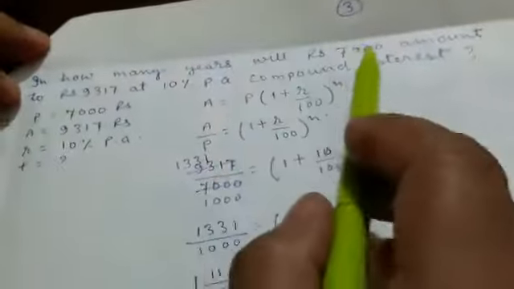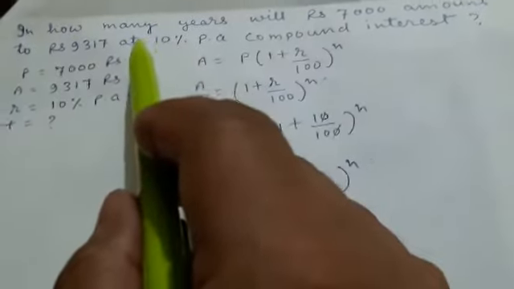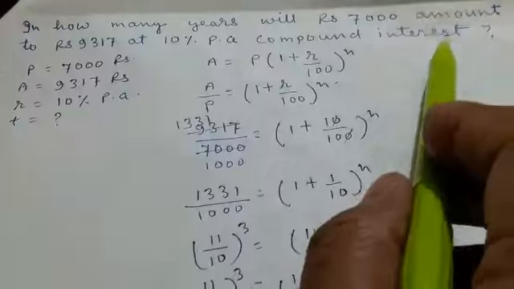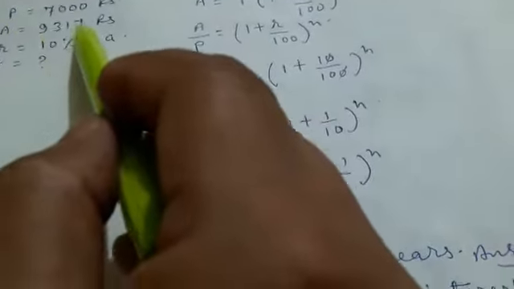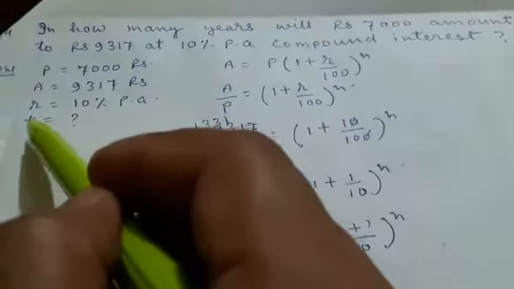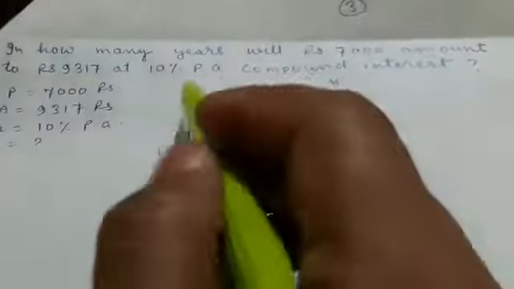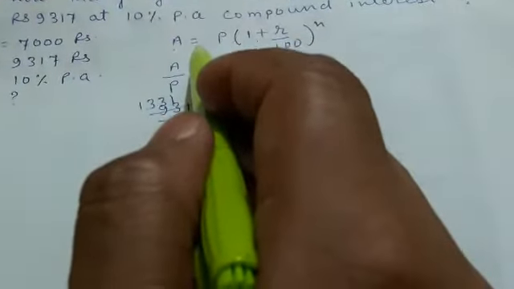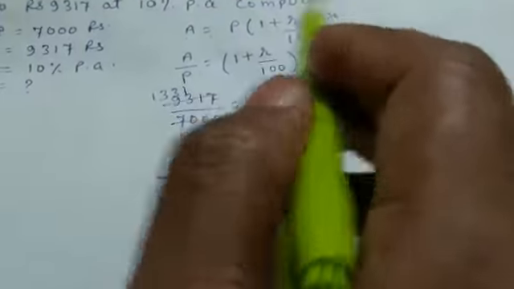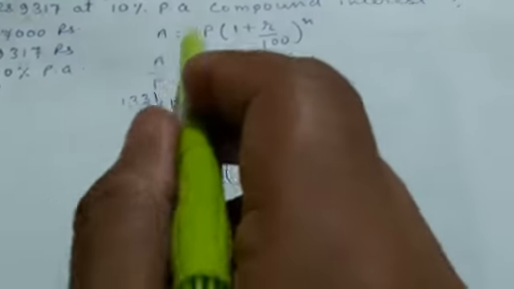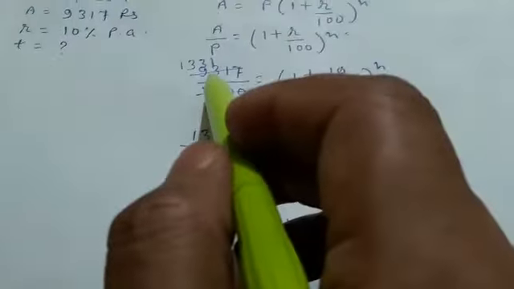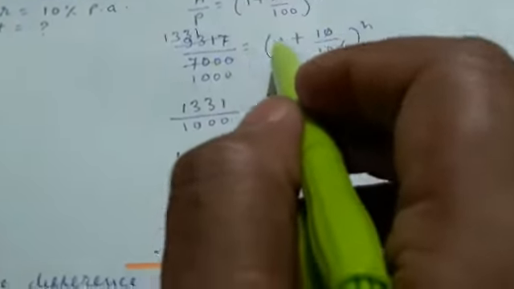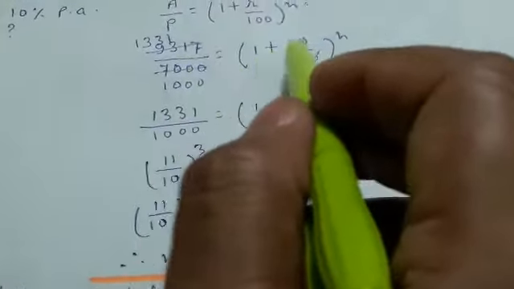In how many years will rupees 7,000 amount to rupees 9,317 at 10% per annum compound interest? In this question, principal is given as 7,000, amount is given as 9,317 rupees, rate is given as 10% per annum. We have to find out the time. So we will apply the same formula: amount is equal to P into (1 plus R by 100) power n. So we will transpose P to this side. So A by P is equal to (1 plus R by 100) power n. So 9,317 by 7,000 is equal to (1 plus R by 100) power n.